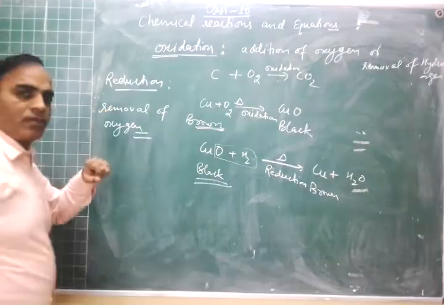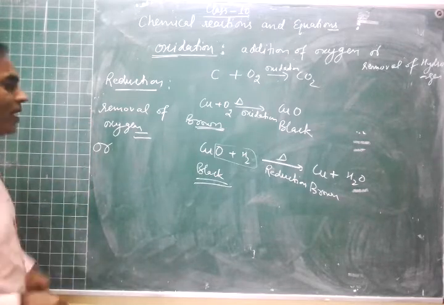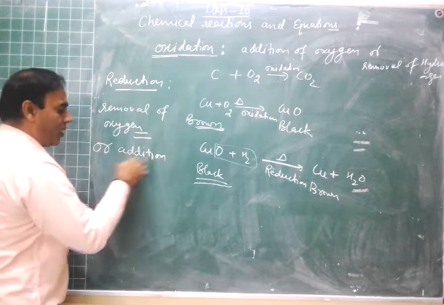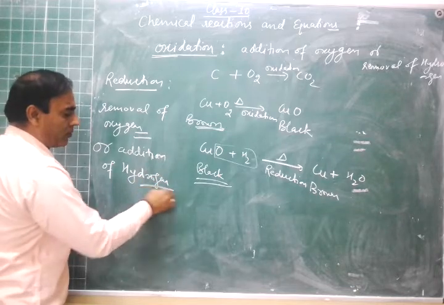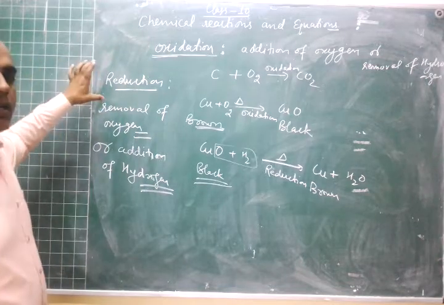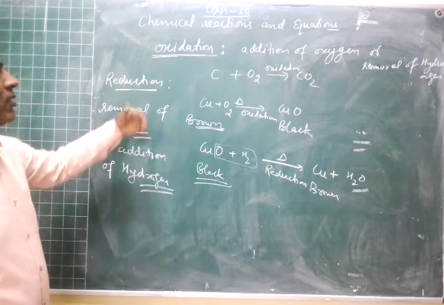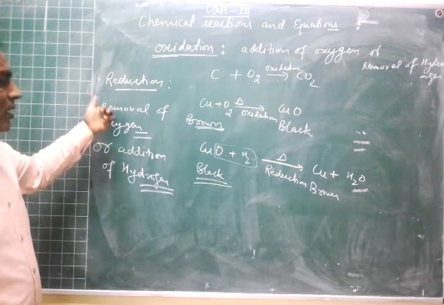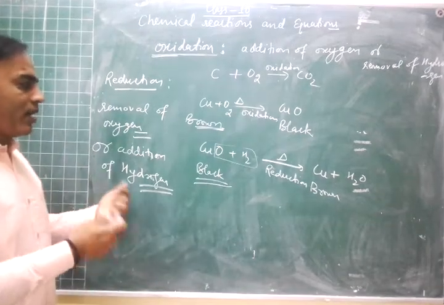And reduction also involves the other step, that is addition of hydrogen. Addition of hydrogen is also known as reduction. So the oxidation process is just the reverse of the reduction process. That is, oxidation is addition of oxygen and reduction is removal of oxygen. Or we can say oxidation is removal of hydrogen, or that reduction is addition of hydrogen, right?